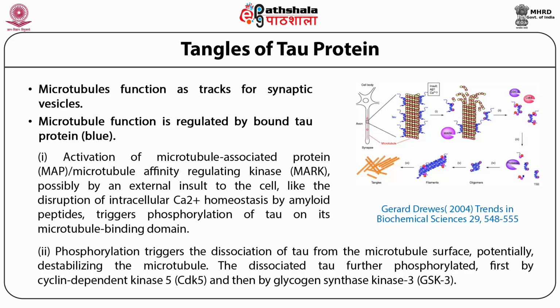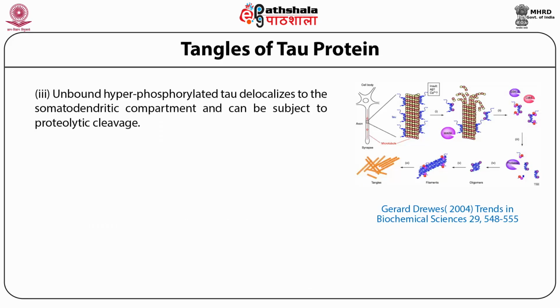The dissociated tau is further phosphorylated, first by cyclin-dependent kinase 5 and then by glycogen synthase kinase 3. Once it is phosphorylated this far, the process becomes completely irreversible and it cannot go back again. The phosphatase cannot remove the phosphate and cannot send it back to bind to microtubules. The hyperphosphorylated tau delocalizes to the somatodendritic compartment and can be subject to proteolytic cleavage. Once it gets cleaved, it is no longer functional.